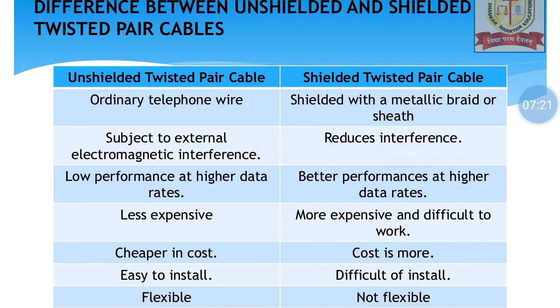And obviously unshielded has high EMI, that is high interference, so it has low performance, whereas in shielded, due to reduction in interference, it has better performance. And obviously in unshielded we don't have any extra protection, so it is less expensive, and shielded is more expensive, in the sense cheaper in cost and cost is more. Unshielded is easy to install and shielded is difficult to install, and hence unshielded is much more flexible, whereas shielded is inflexible or not flexible.